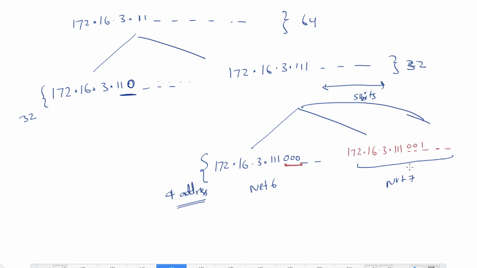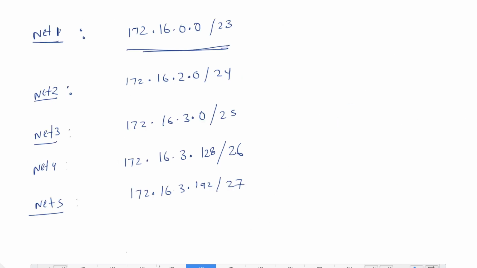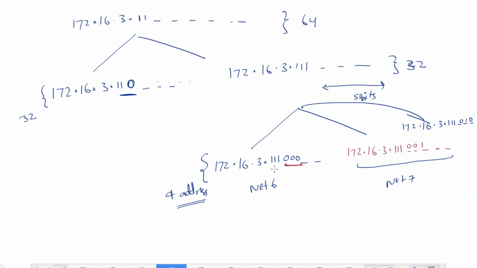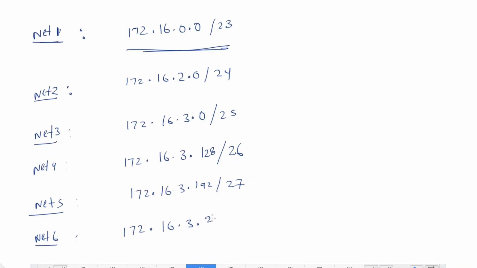There will be other networks, like 172.16.3.111 and then 010, and then there will be host IDs. So there will be other networks, that is okay, but we just need 2 networks. So for network 6, what is the length of the prefix? It is 24 plus 6, which is 30. So for network 6, it is 172.16.3.224. Now your prefix length is 30.